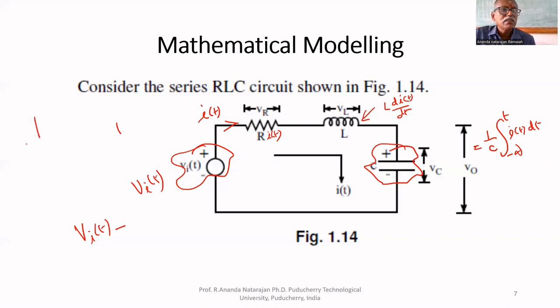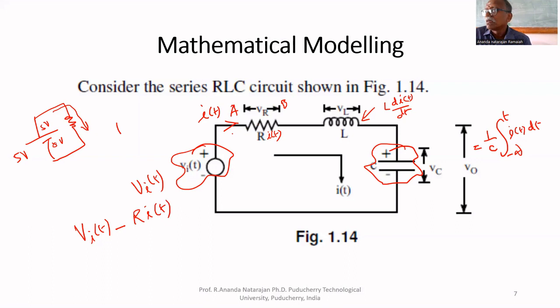If you see, this is the battery, say 5 volt. You are connecting a resistor across this. You know what is the potential here? 0 volt. What is the potential here? 5 volt. So if we travel in this direction, there will be a fall in potential. That's why minus. So if we travel from A to B, there will be a fall in potential. That's why minus R I of t. If you understand the direction, then only you can put the correct sign.